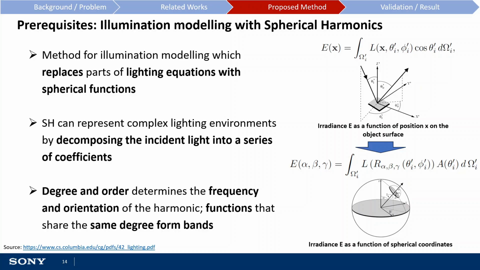They can represent complex lighting environments by decomposing the incident light into a series of coefficients, allowing for efficient computation of lighting effects, such as shading or shadowing in real-time rendering. They are categorized by two indices, degree and order, determining the frequency and orientation of the harmonic. A grouping of functions that share the same degree form bands.